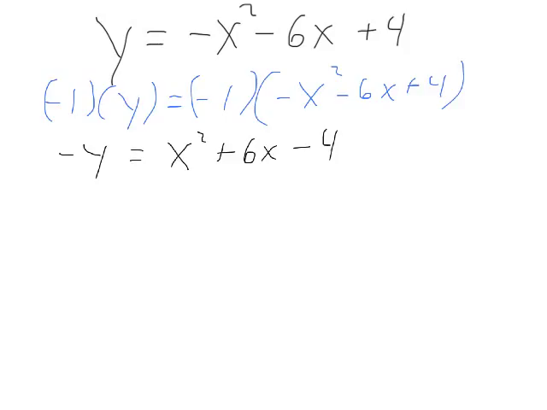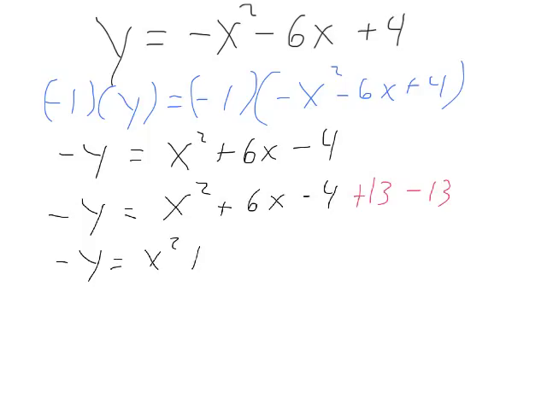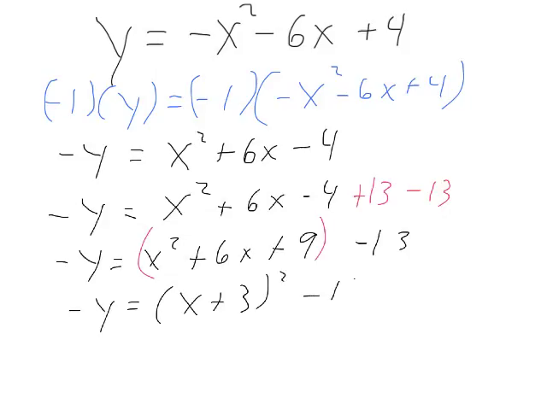From here, it's very easy to do this problem. I'll do it like I did before. I can see that half of 6 is 3, 3 squared is 9. This isn't a 9. I need to add 13 to both sides. So I'll have negative y equals x squared plus 6x minus 4. I'll add 13 and subtract 13 at the same time so it doesn't change the value of it. I'm left with negative y equals x squared plus 6x plus 9 minus 13. Now I can regroup my trinomial and factor it. Negative y equals x plus 3 quantity squared minus 13.